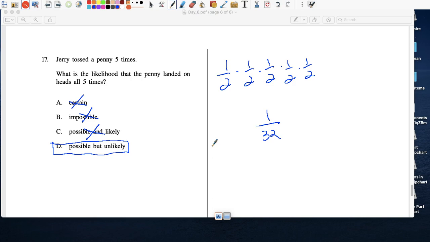All right, that was day 6. Again, we will go over the box plots. Okay, so no worries if you don't remember it.